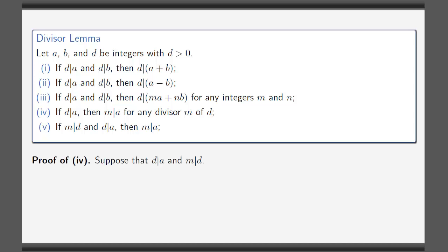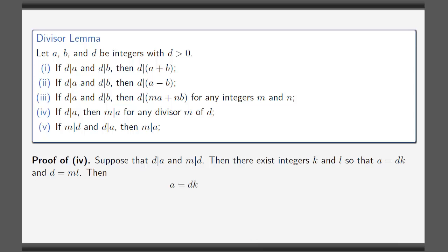Alright, so we're going to prove just part 4 in this case. So we'll write down our assumptions, the things we assume. So we're going to assume that d divides a and that m divides d. Then in that case, we write out exactly what those two statements mean. d divides a means that a is some multiple of d. So we write that a is equal to d times k for some integer k. d is equal to m times l for some integer l. So we've written out the definition of those terms.